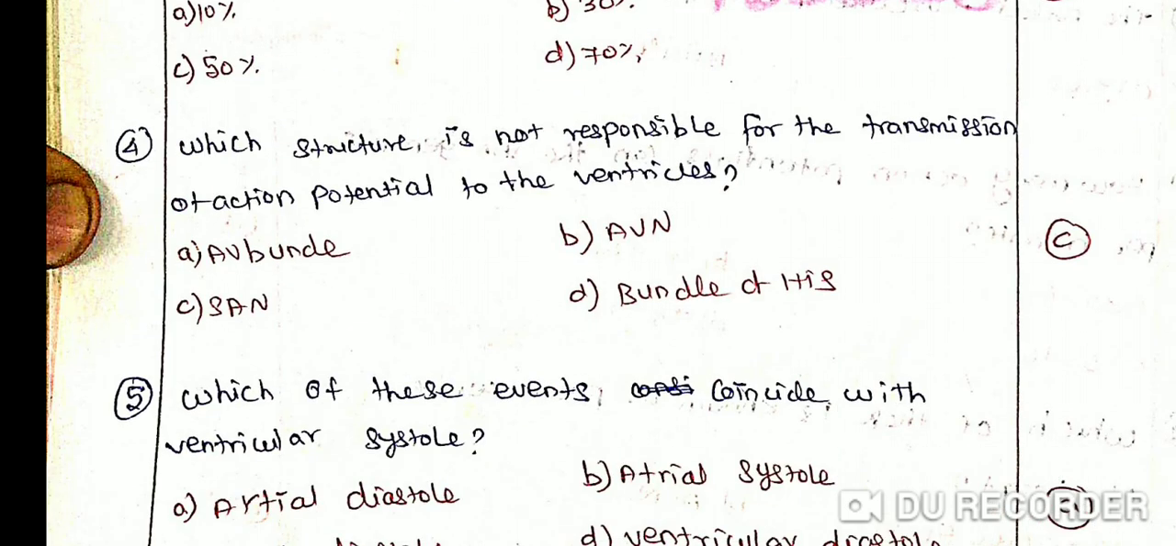Which structure is not responsible for the transmission of action potential to the ventricles? Option A, AV bundle. Option B, AVN. Option C, SAN. Option D, bundle of His. The correct answer is option C, SAN, or the sinus atrial node, which is auto-excitable and is responsible for generating the action potential. The action potential is transmitted to the ventricles via the atrioventricular node, the AV bundle and the Purkinje fibers.